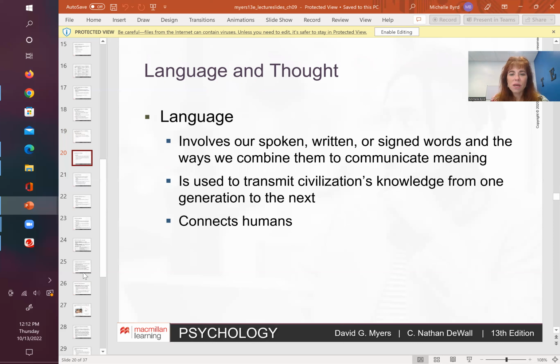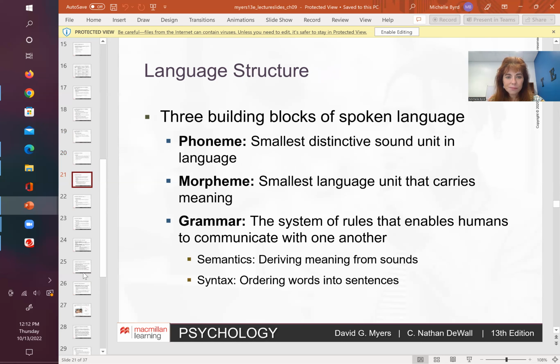Language and thought involves our spoken, written, or signed words, and the way we communicate them to communicate meaning. This will change from one generation to the next. And what it does is it connects humans. So it's very important, the language.